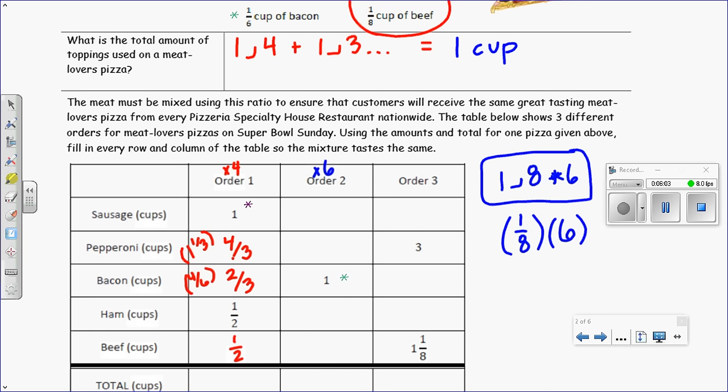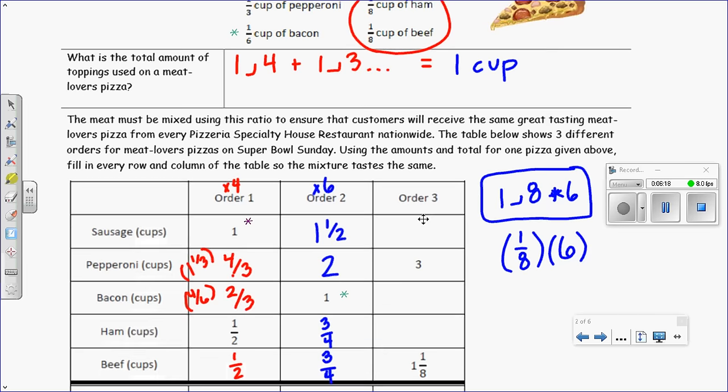Okay, did you get 1/2, 2, 3/4, and 3/4? If you got one wrong, go back and fix it. Make sure that you're multiplying the fraction by 6. Okay, order 3 is a little trickier.